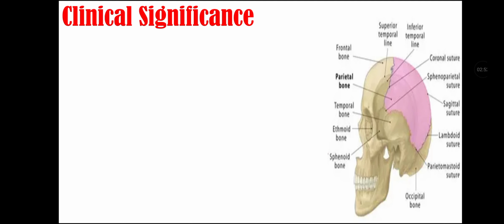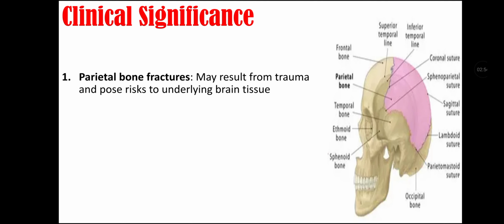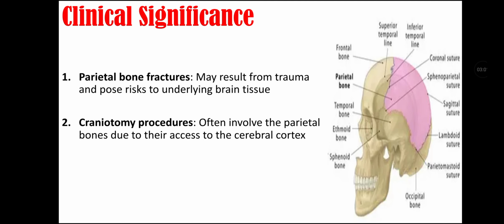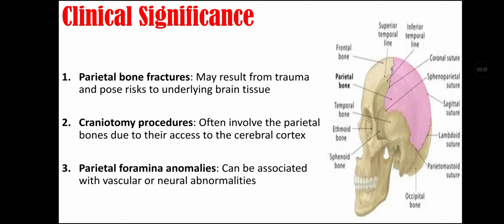Clinical significance of parietal bone. First is parietal bone fracture, which may result from trauma and pose risk to the underlying brain tissue. Second significance is craniotomy procedure, which often involves the parietal bones due to their access to the cerebral cortex. Third significance is parietal foramina anomalies, which can be associated with vascular and neural abnormalities.